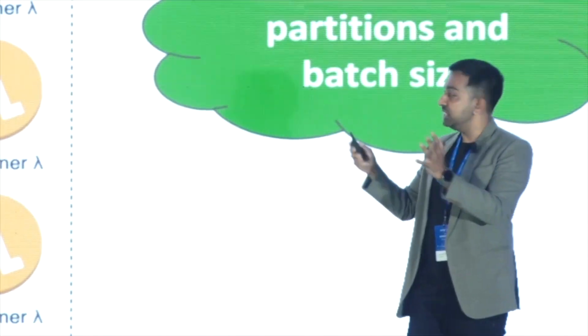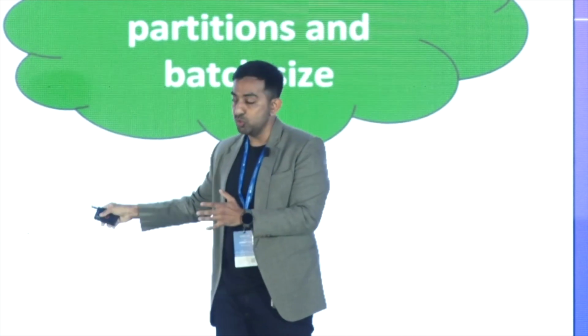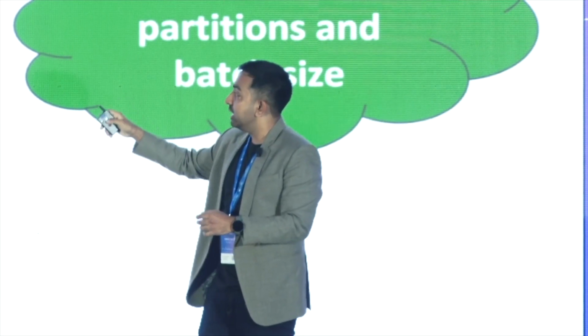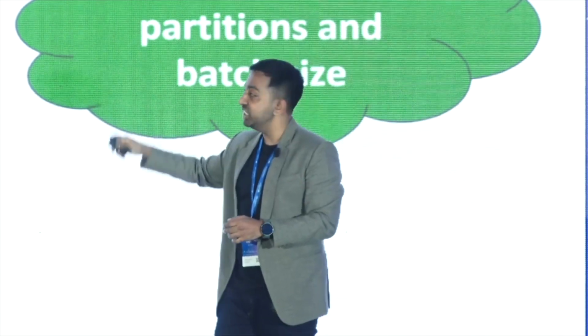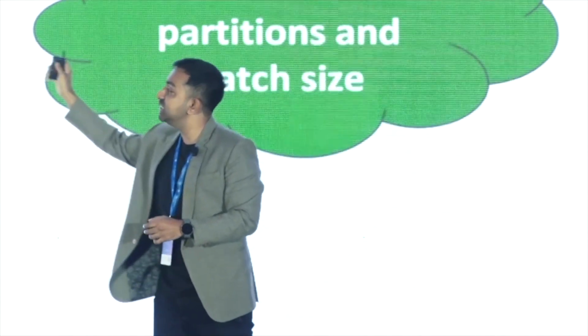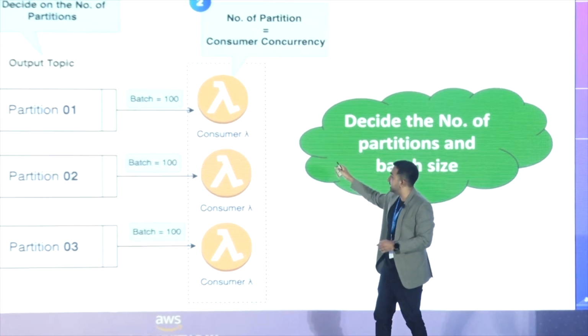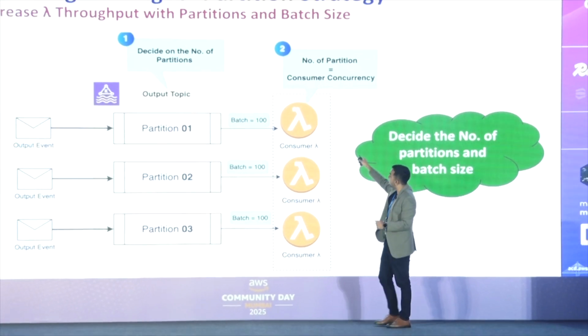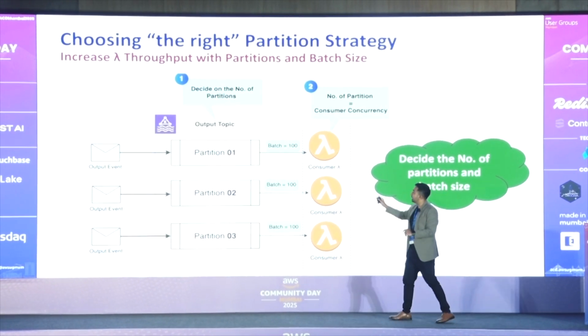So if you want Lambda to have the high throughput required, you have to make sure your partition numbers are correctly set up. Because in Lambda, it's always consuming from one partition in parallel. So let's say I have 3 partitions, then you can get a maximum of 3 concurrent Lambdas running, right?